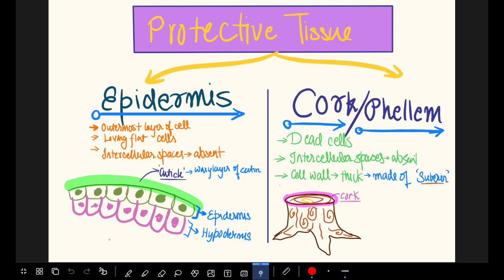In the bark of trees you can see this cork present. What happens when the plant gets old? The inner cells form cork, and the cork tears the epidermis and emerges outside as cork. And it has an outer chemical substance called suberin.